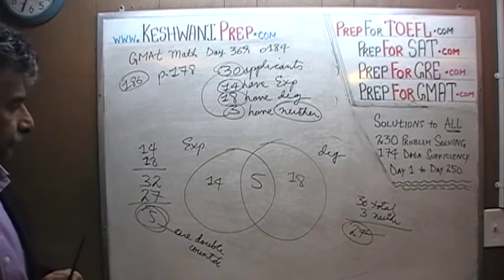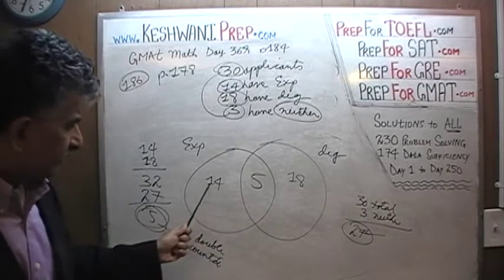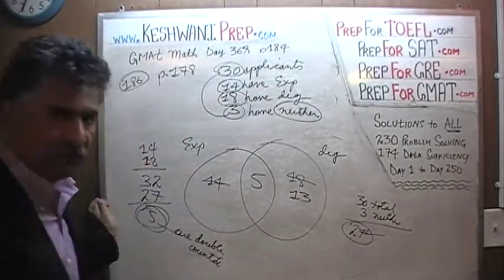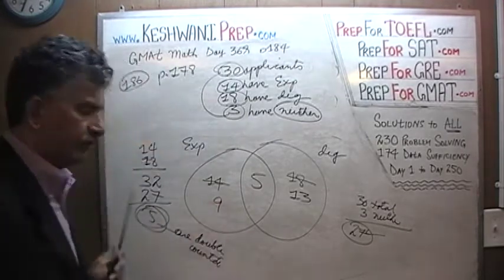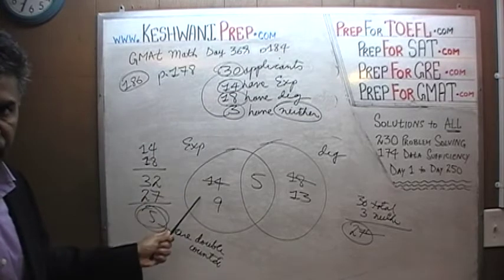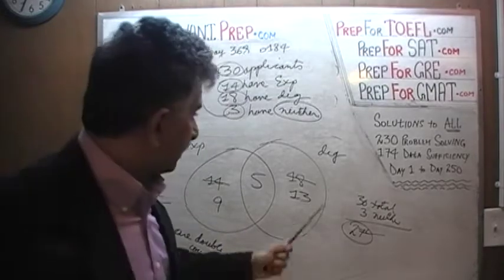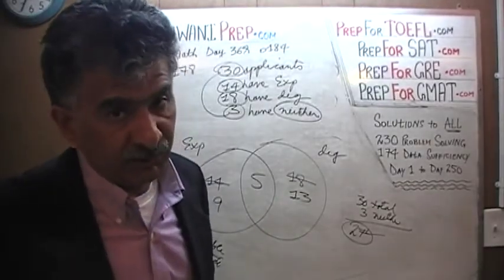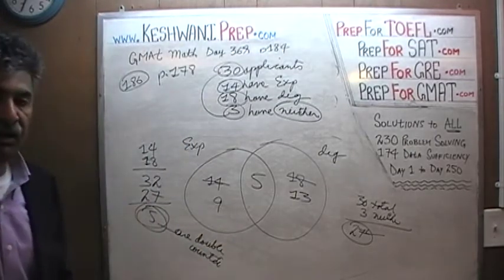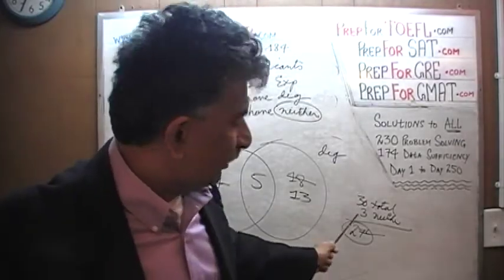As soon as we put a five there, as soon as we put any number in the middle, we have to immediately go and adjust these figures. So this 18 is going to become 13, and this 14 minus 5 is going to become 9. Out of those 30 applicants for the job, 9 people have experience but not a college degree. We have 13 people who do have a college degree but no job experience. These are new people, fresh out of college. Do you understand? Novices. And then we have 5 people who have both a college degree and job experience. And then there are, of course, 3 of them who have neither.